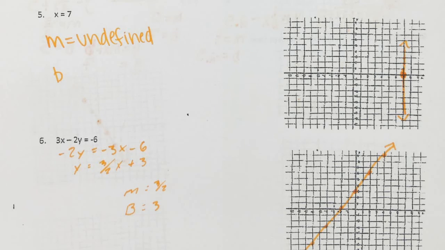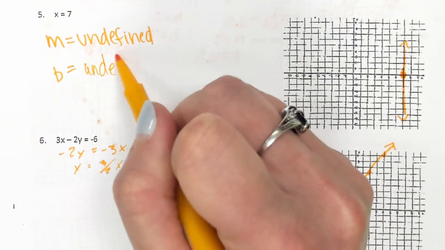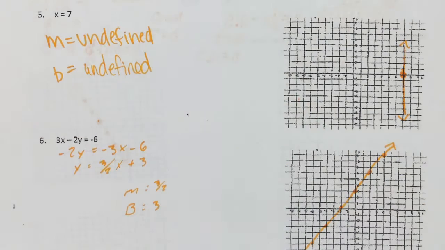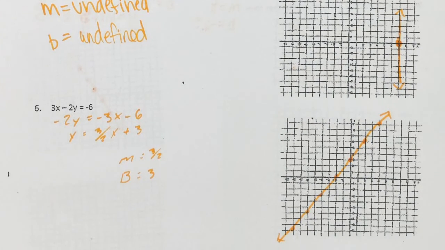And what is the slope of a vertical line? It's undefined, right? Undefined. What about the b? What about the y-intercept? Is it ever going to hit the y-intercept? So this is also undefined. Are y'all okay with that? Alright. And then what about number 6? Let me slide it up a little bit more so I can see it. Can y'all see that? 3/2 was the m and 3 was the b. Y'all okay?